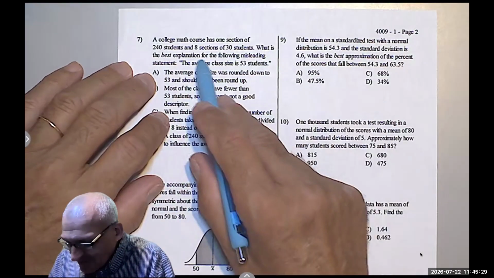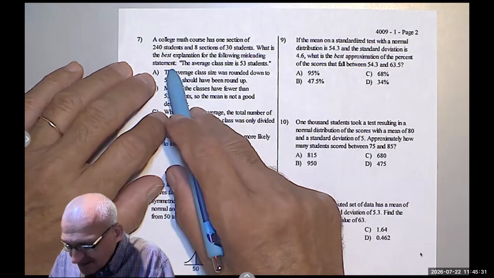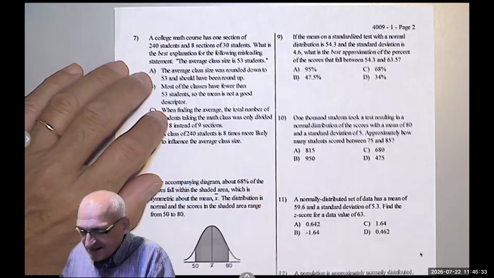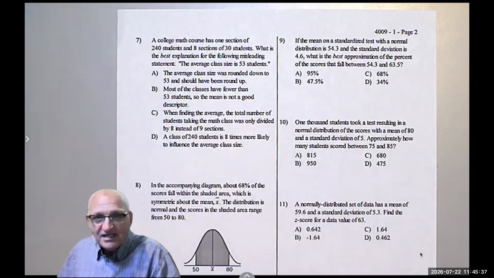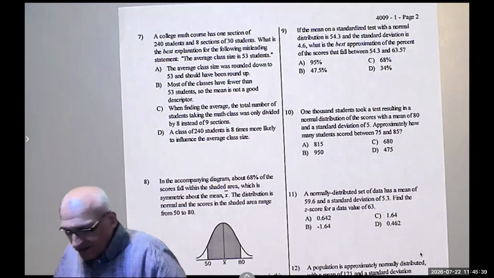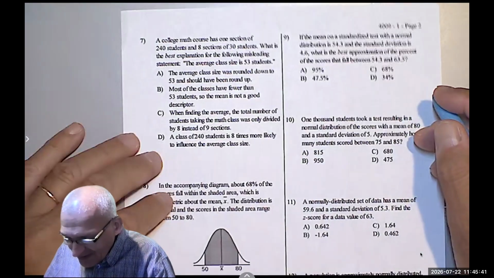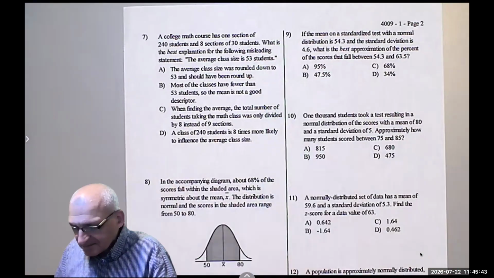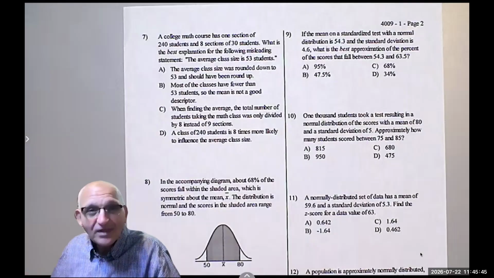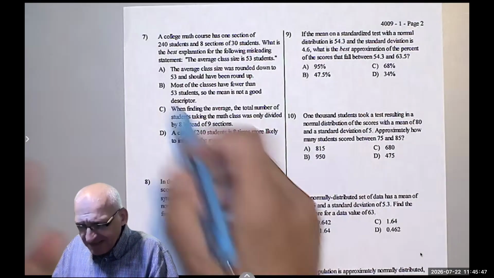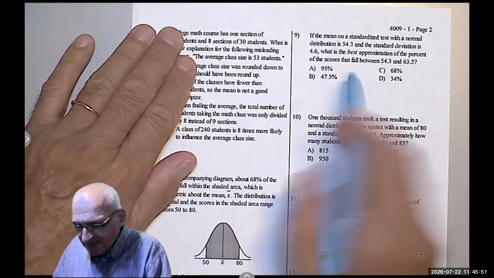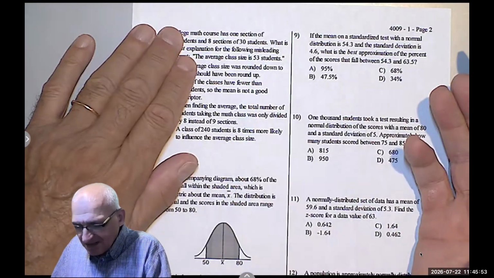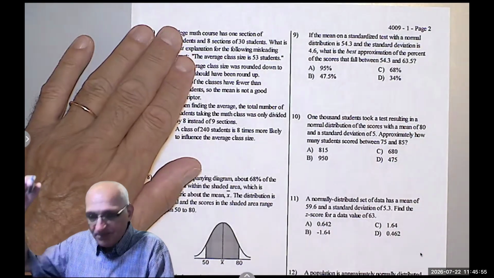What is the best explanation for the following misleading statement? The average class size is 53 students. Yeah, of course, these are like 480 divided by 9, you get the average. So what's misleading? Definitely this thing. This is an outlier, right? If I didn't have that, the average is 30. So it jumped to 53 because of that.